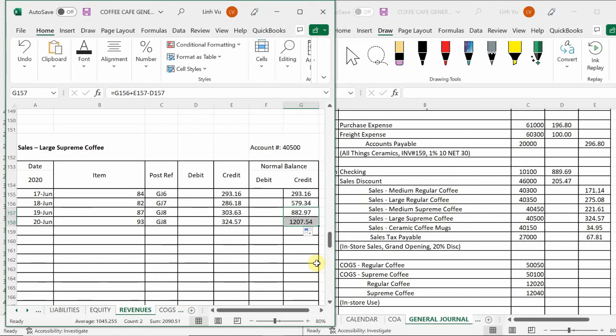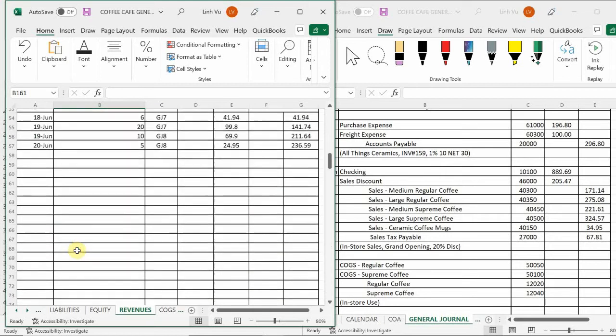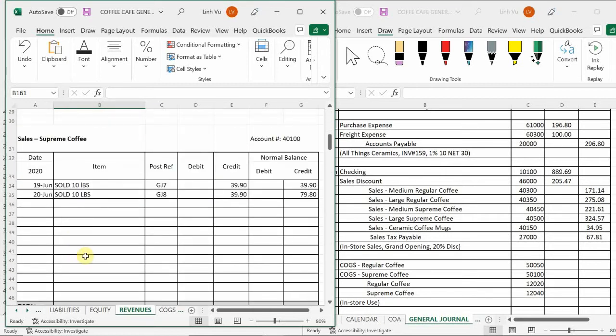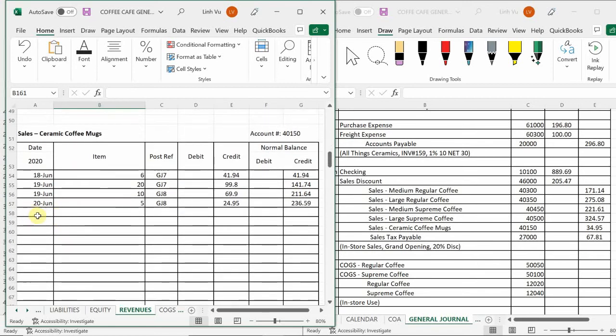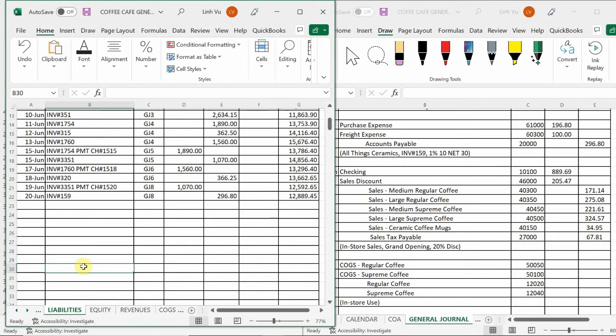Then we've got the ceramic coffee mugs. How many did we sell? We sold 5 of them, for a grand total of $34.95. So therefore, what's my grand total of coffee mugs that you sold? $271.54. Okay, good. Last but not least, sales tax. Sales tax is 67.81.